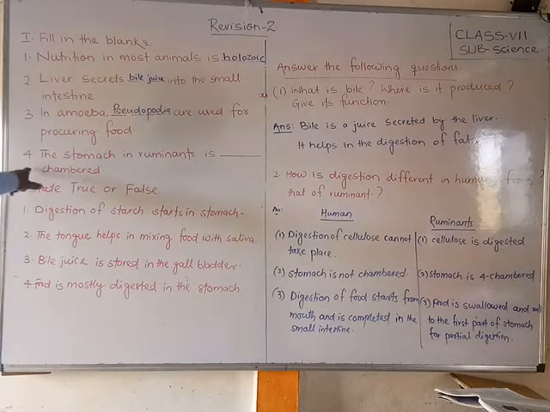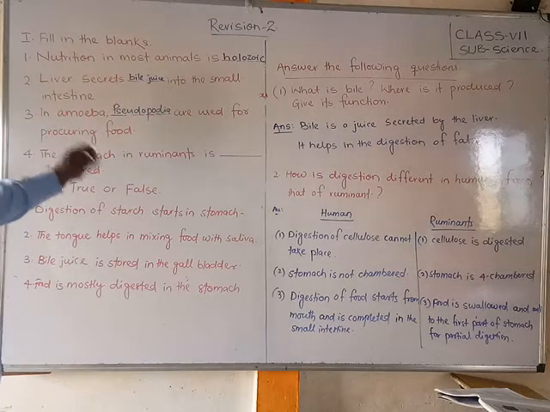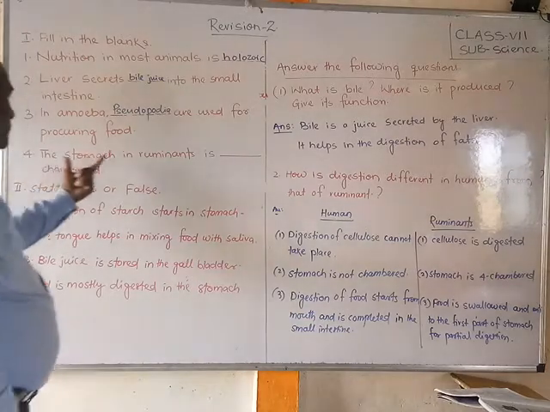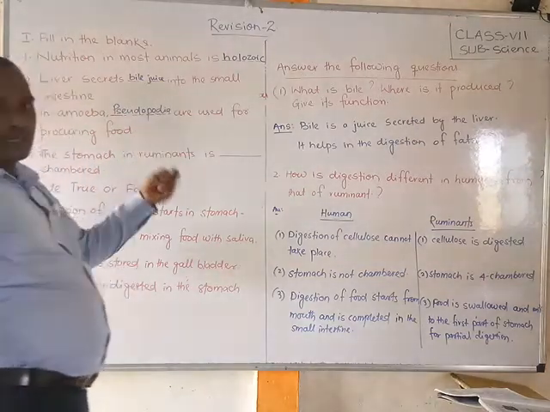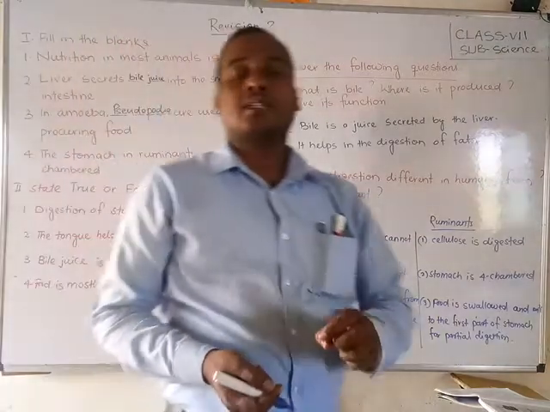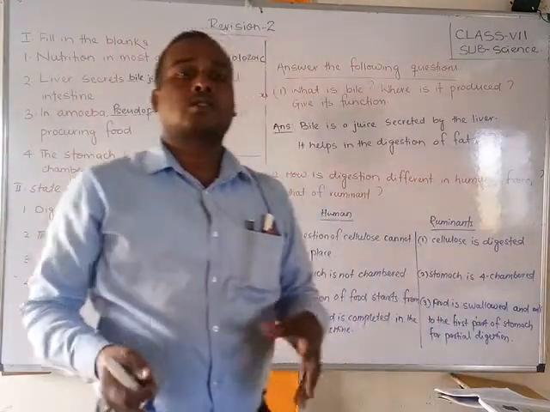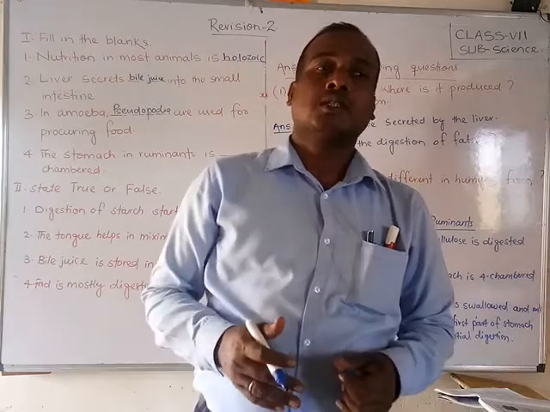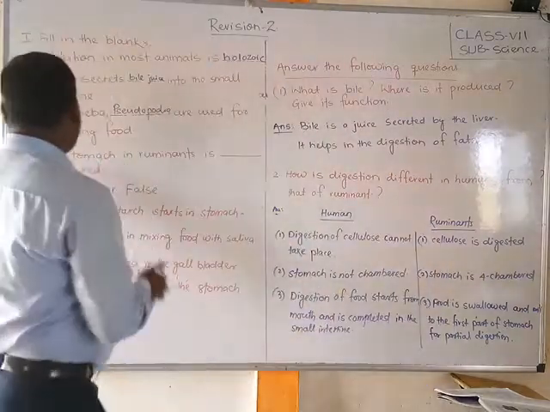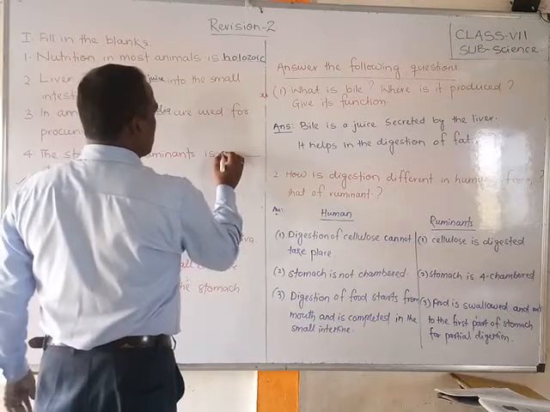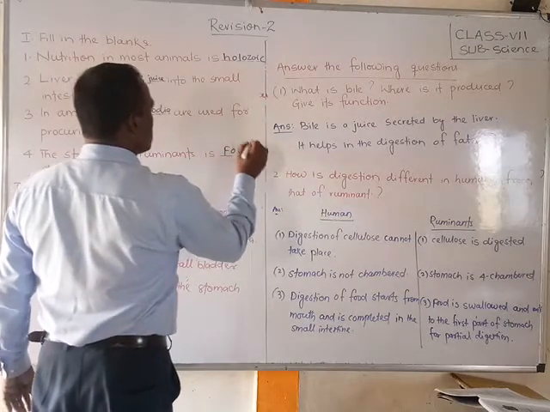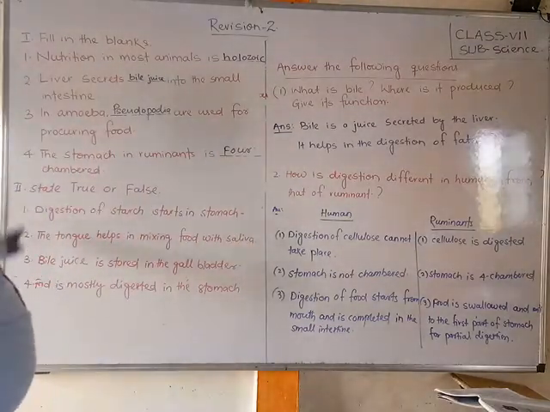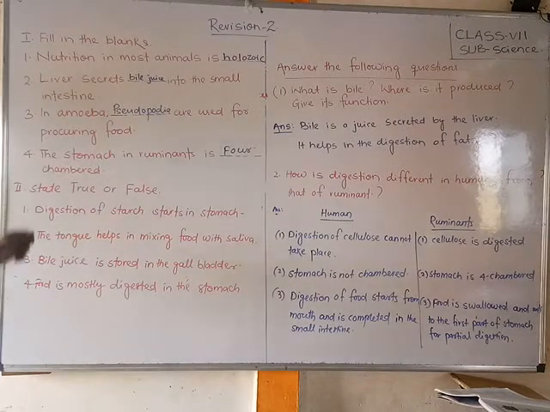Next, fourth question: the stomach in ruminants is dash chamber. Ruminants are grass-eating animals. Their stomach has different parts, four chambers, as we have already discussed. So the answer is four chambers.